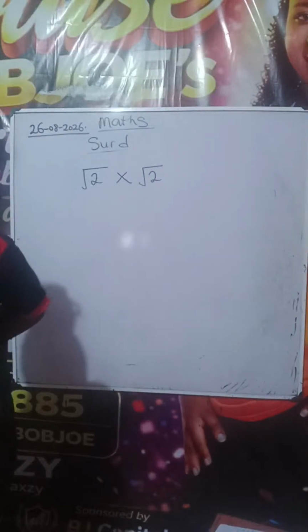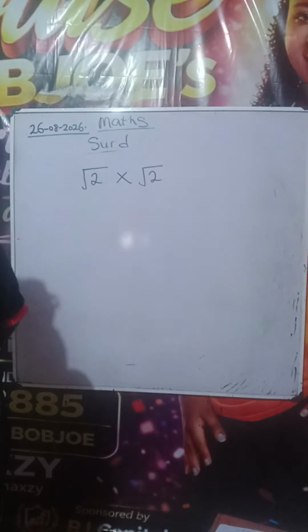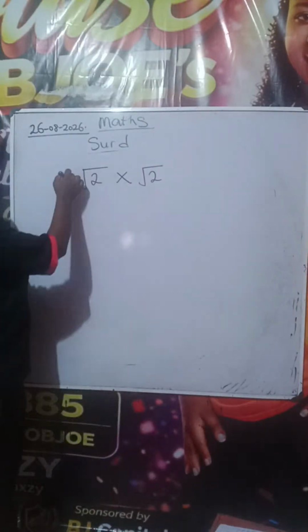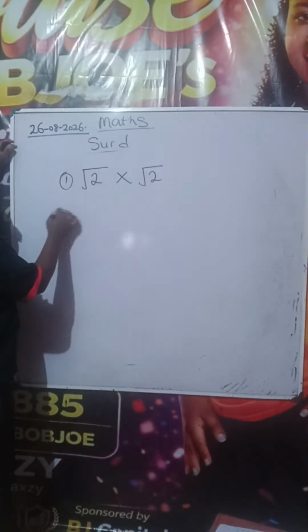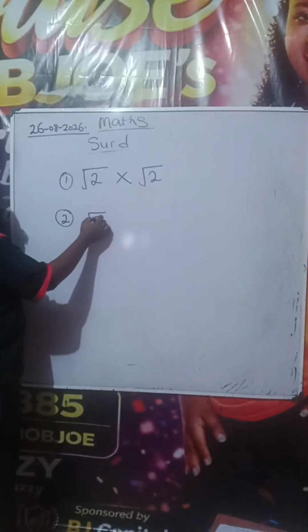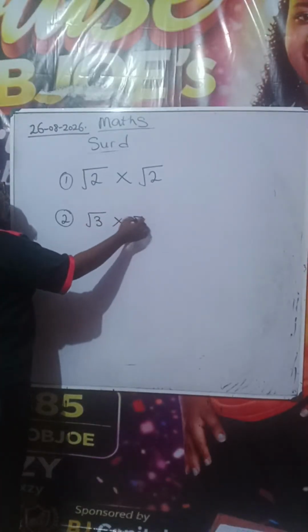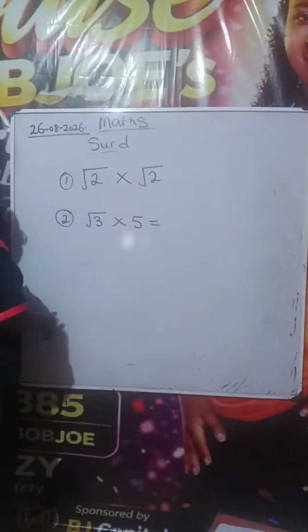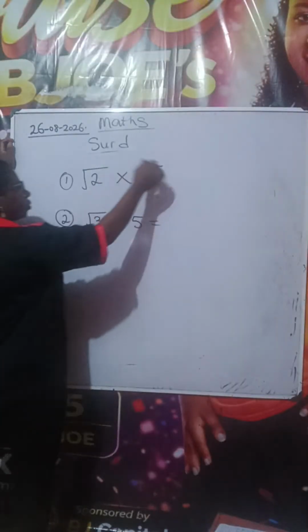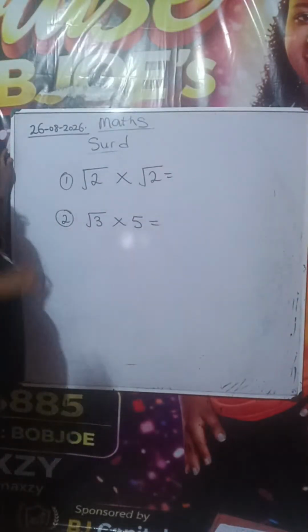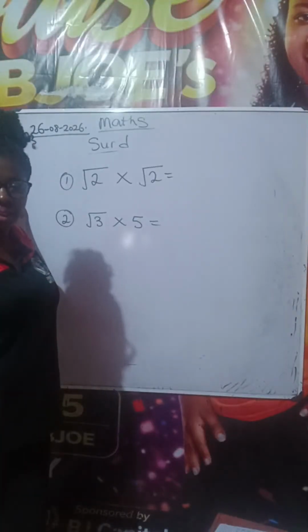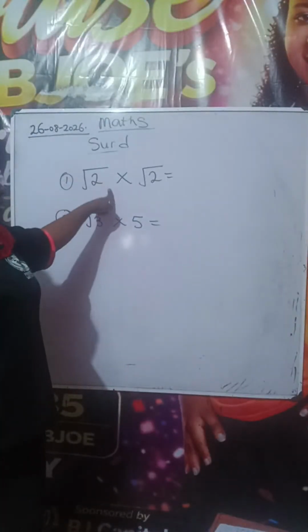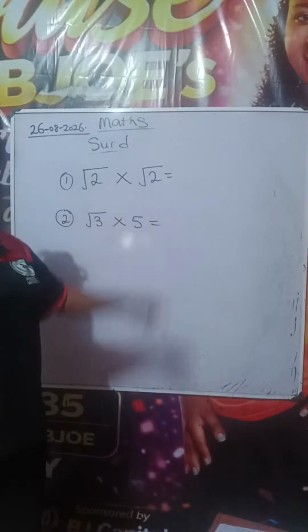Yes, that is one thing about surds. You must know your perfect numbers. So look at this one. What is the answer? Then number 2, I have root 3 times root 5. What is our answer? When you multiply it, what are we going to get? Anybody?